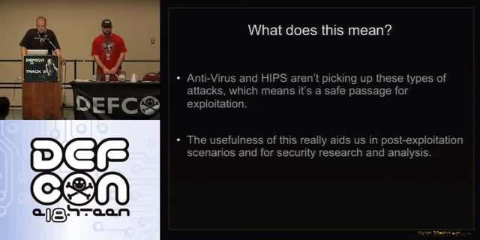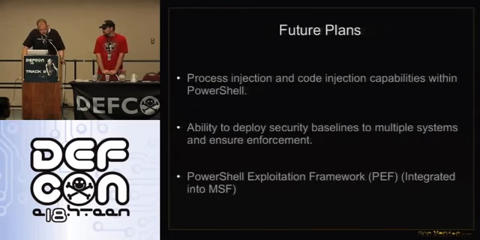So, I mean, it's pretty impressive what you can do with it. Some future plans: process injection and code injection capabilities within PowerShell. The ability to inject into already existing processes and migrate to others is something that we're working on right now. If you think about it, a PowerShell-based interpreter would be pretty sweet to have and do that all through PowerShell. Pretty cool. The ability to deploy security baselines for multiple systems and ensure enforcement. I mean, as an example, there's just so much automation you can do, so many different checks and things like that you can do.